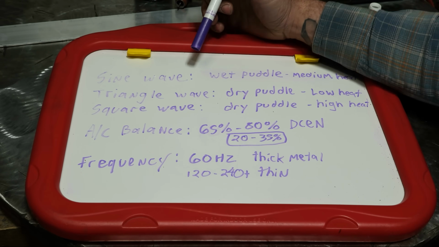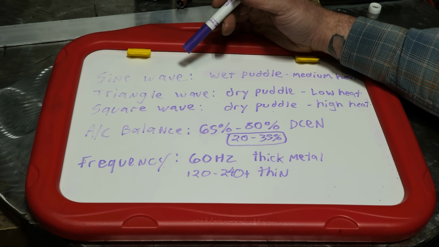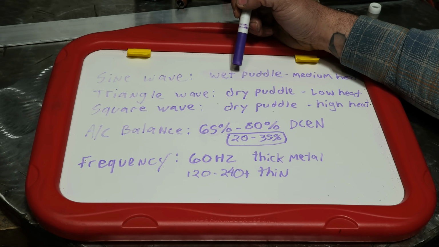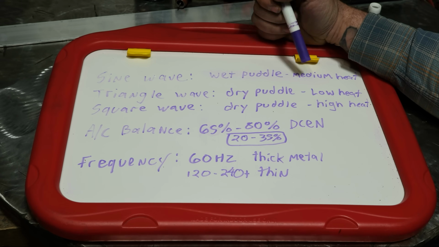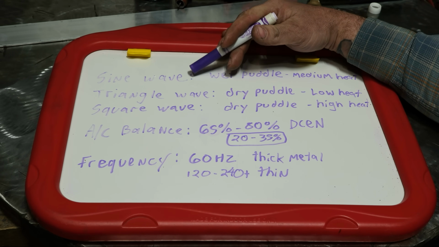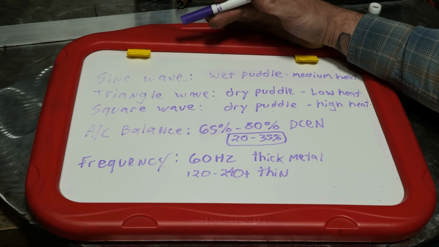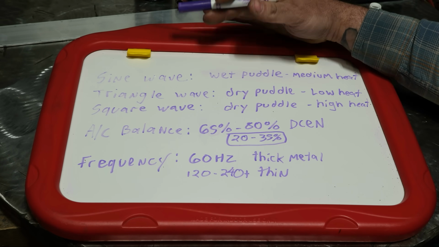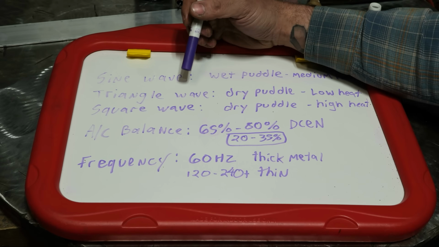So, sine wave is a setting on a machine, which is on all older transformers, and many modern machines can also do sine wave, but sine wave produces a wetter puddle and medium heat input. So if you don't want to blow holes through thinner stuff and you want a quieter arc, because this is probably the quietest of all the arcs, pick a sine wave. It works great. It's worked for 50, 60, 70, 80 years without many issues. And it just flat out is a good way to go for a lot of stuff. But wet puddle, medium heat.